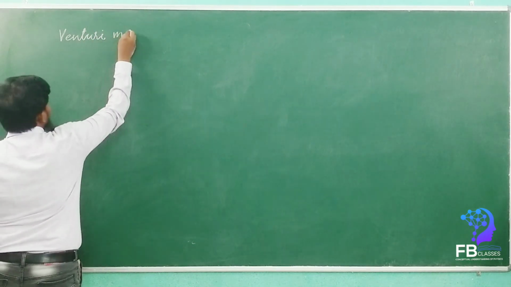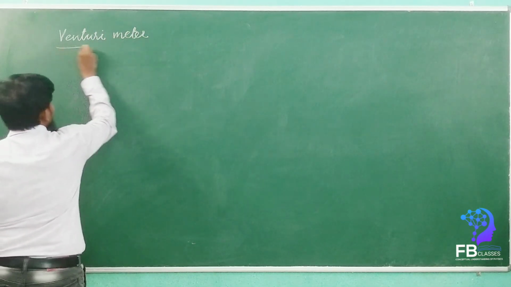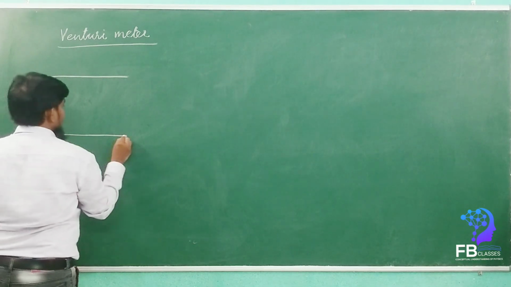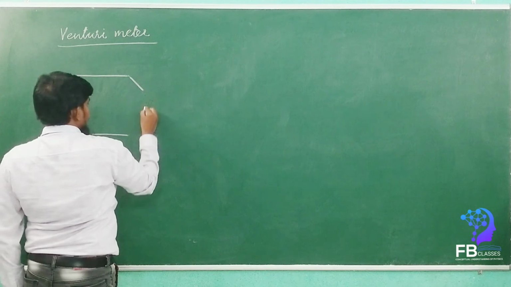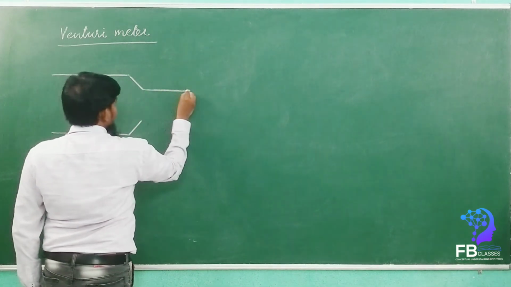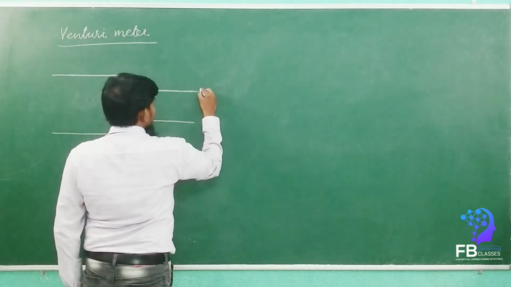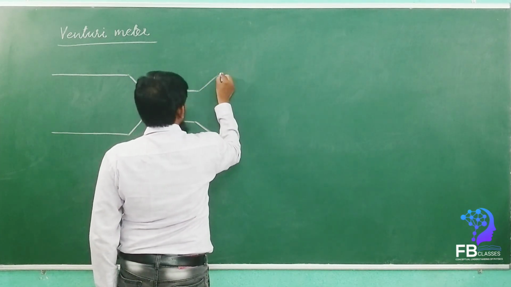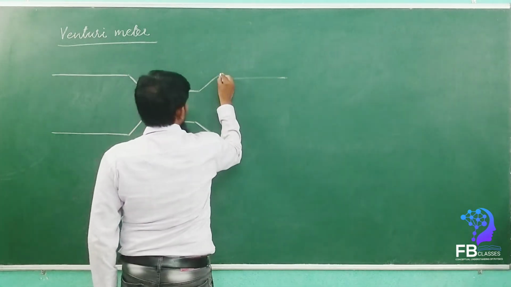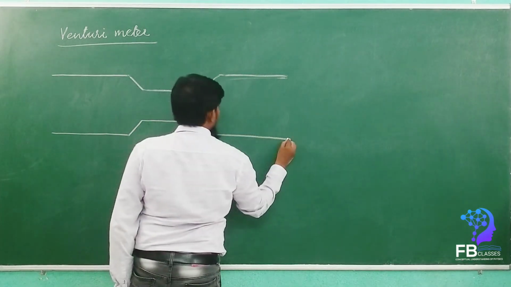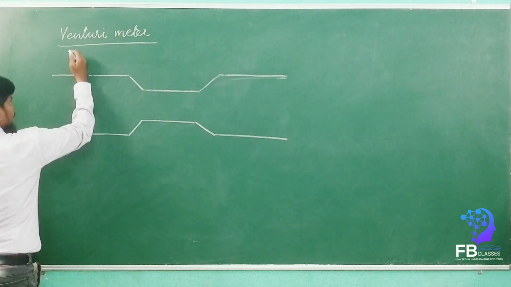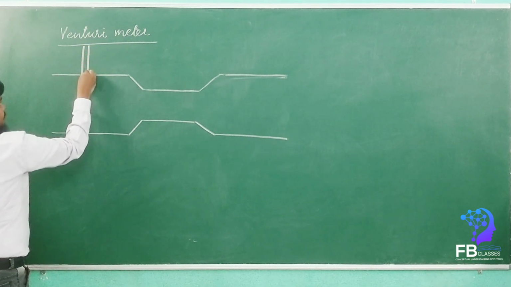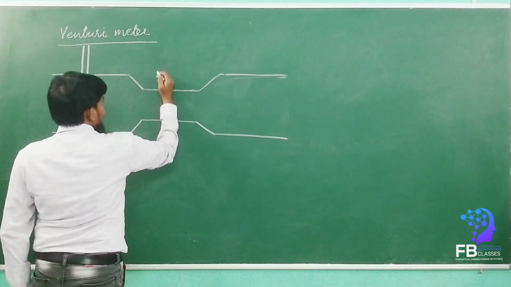Venturi meter. See here. So this is the construction of Venturi meter. So let it be here, it is a pipe, and here also one pipe is there.